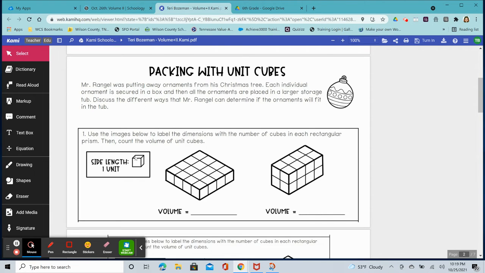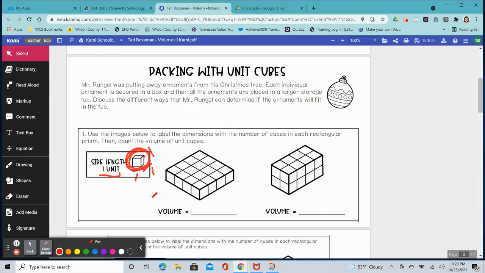So this little cube has a side length of 1 unit. So this is 1. Every side is 1. So if we did the volume of just this one little cube, it would be 1 unit cubed. So what they want you to do is label the dimensions with the number of cubes in each rectangular prism. So this is a rectangular prism, this is a rectangular prism, and you need to count up the cubes for the dimensions.